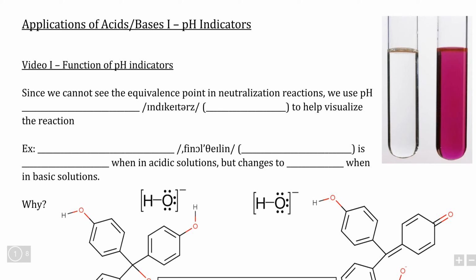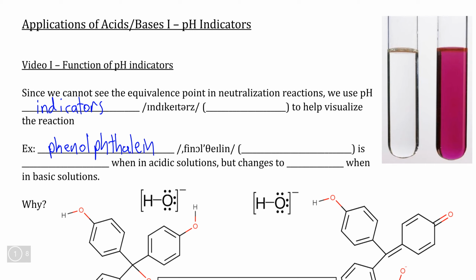In this series of videos, we're going to be looking at the first major application of acid-base equilibria by studying what we call pH indicators. So for those that don't know, a pH indicator is a chemical that is added to an acidic or basic solution in order to indicate to us, hence the name, whether a neutralization reaction has taken place.